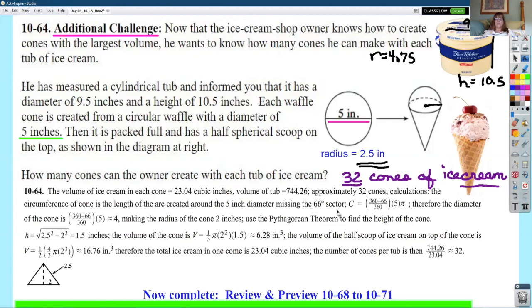Now, this is an example written out of what we just did. And when you are all done looking at this and taking notes on it, you want to go ahead and continue by doing the review and preview 1068 to 1071. If you have any questions at all about what we did on here or need any clarification, make sure you ask during your Zoom lesson.